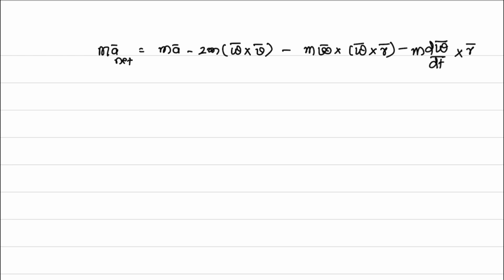Now, this term will be 0 if omega is constant. If the angular velocity remains constant in the rigid body motion, then this particular d omega by dt will become 0.